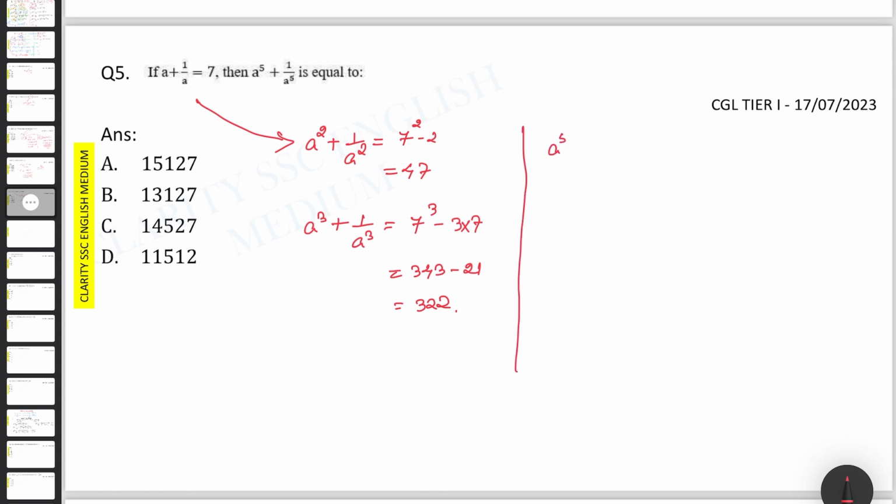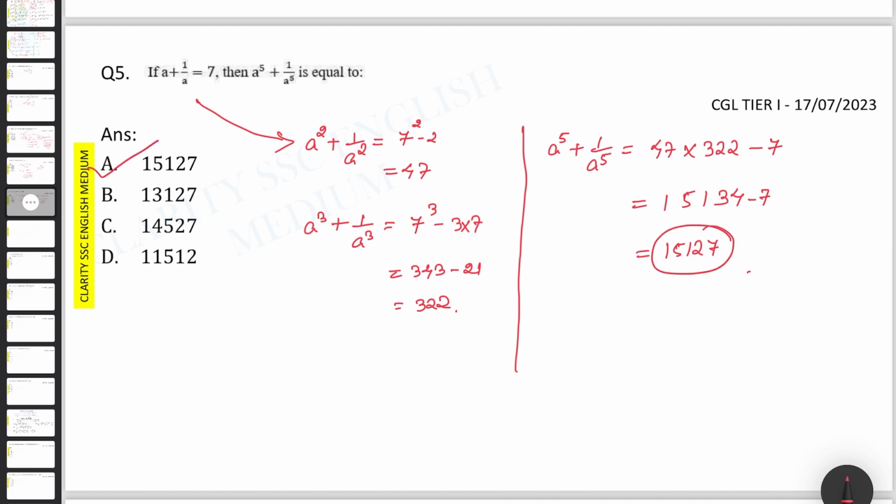And after this, a to the power 5 plus 1 by a to the power 5 is the product of these two minus n. What is n here? n is 7. 47 into 322 minus 7 is the answer. So 15134 minus 7. So 15127 is the correct answer. Where is 15127? I think option number A is the correct answer.